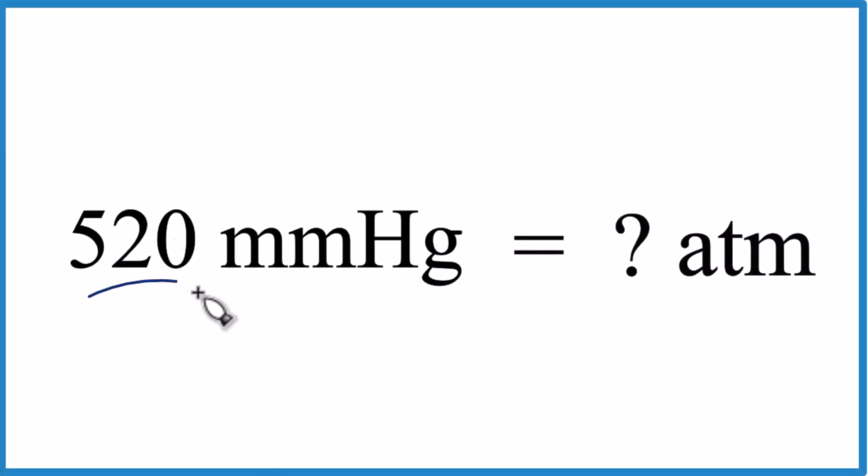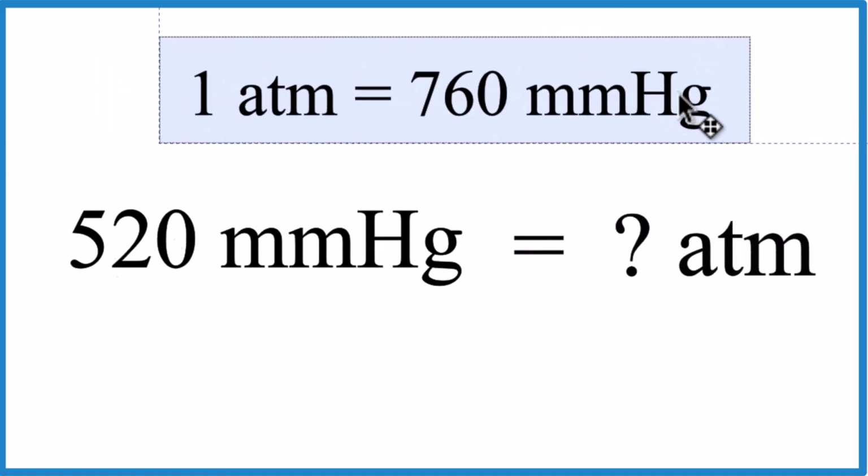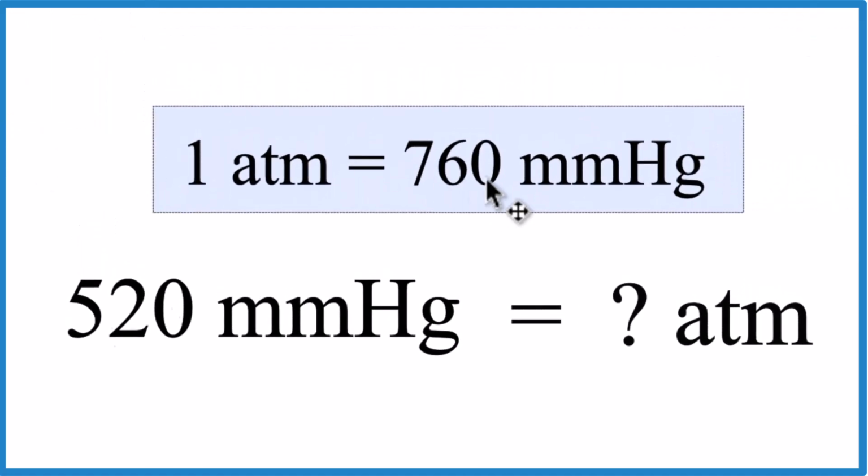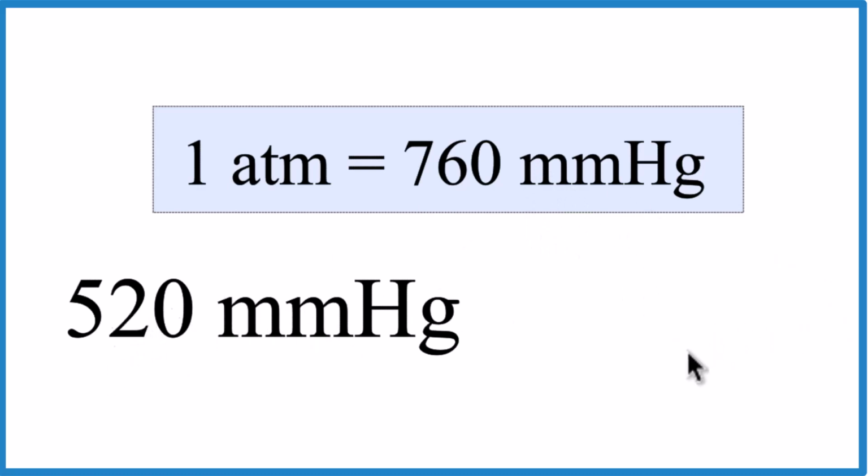Let's convert 520 millimeters of mercury to atmospheres. Here's how we do it. So we need a conversion factor. And the conversion factor we'll use is 1 atmosphere equals 760 millimeters of mercury. So we'll take our 520 millimeters of mercury and we're going to multiply that times our conversion factor up here.